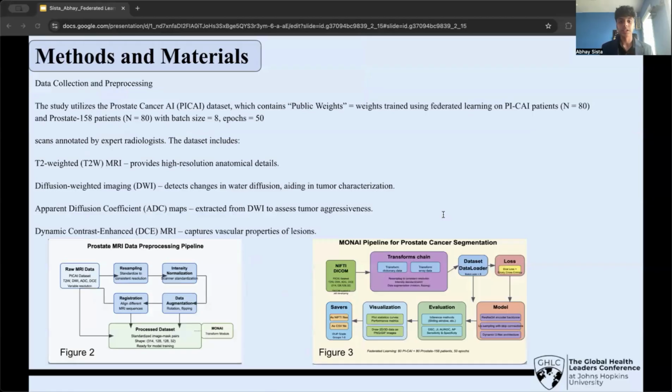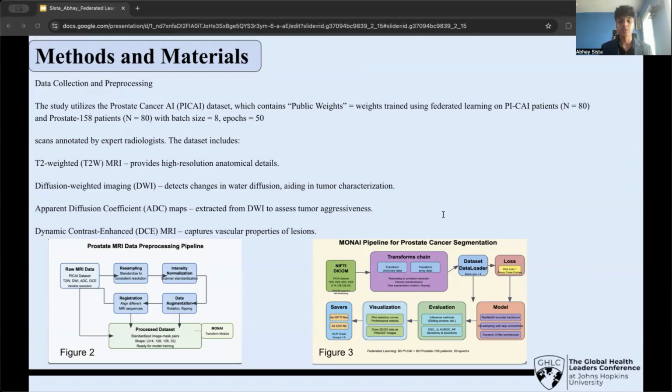These scans include different types of MRI images: T2-weighted for high-resolution anatomy, DWI for tracking water movement in tissue, ADC maps for gauging tumor aggressiveness, and DCE for analyzing blood flow within lesions. The model was trained using federated learning weights over 50 epochs with a batch size of 8.